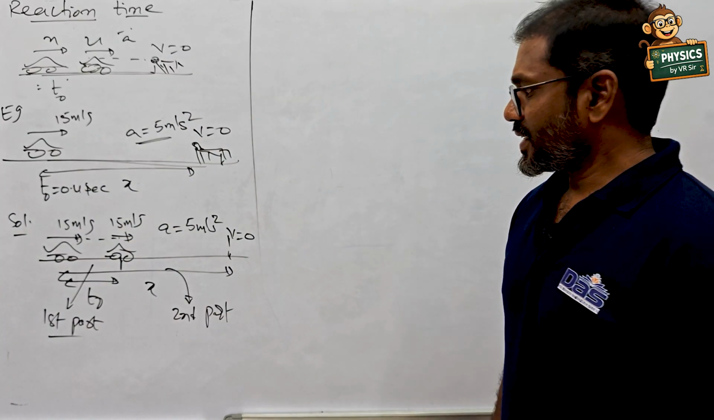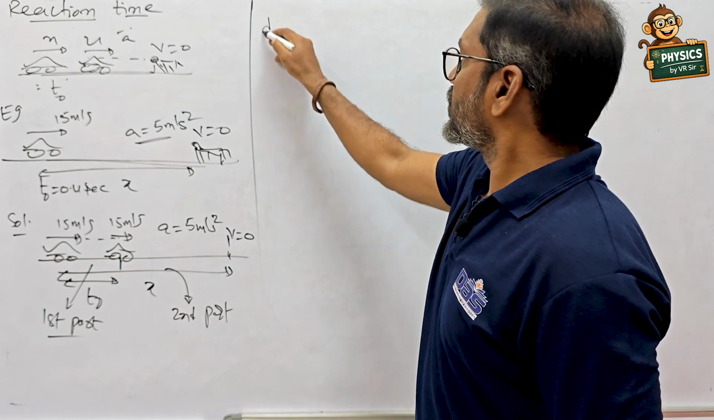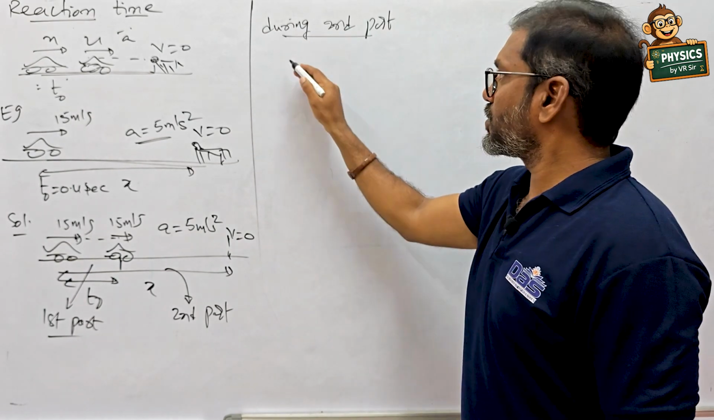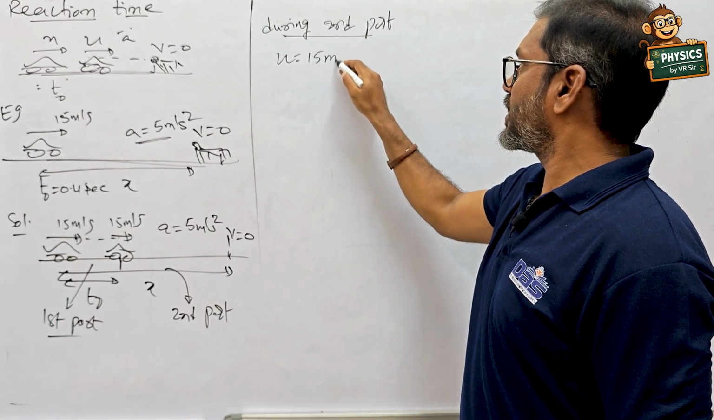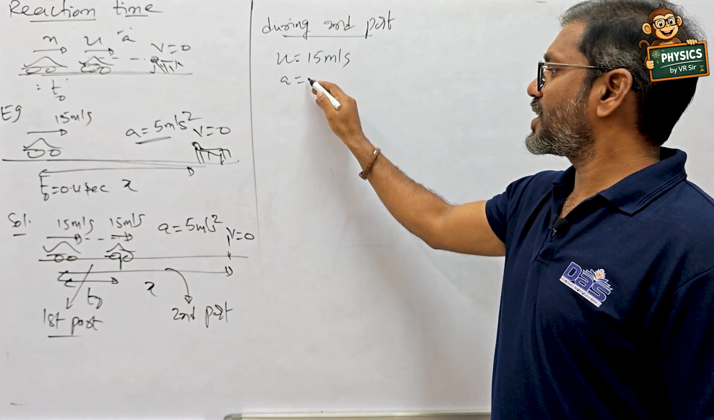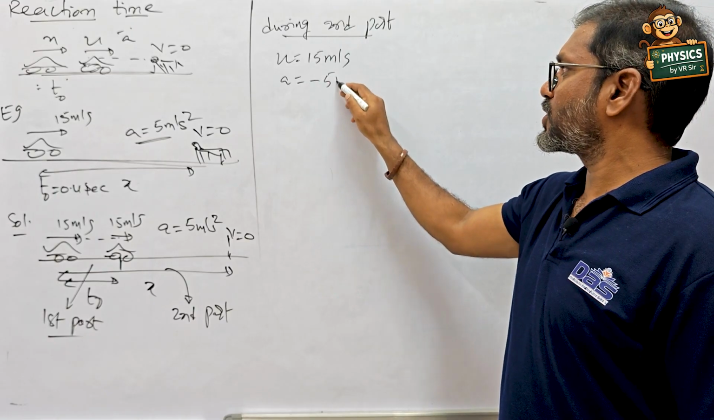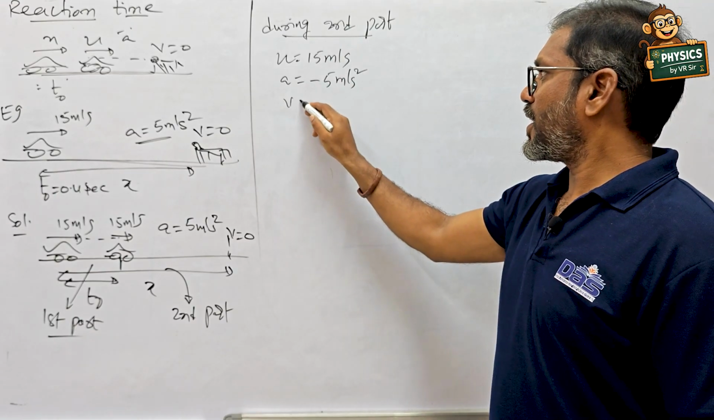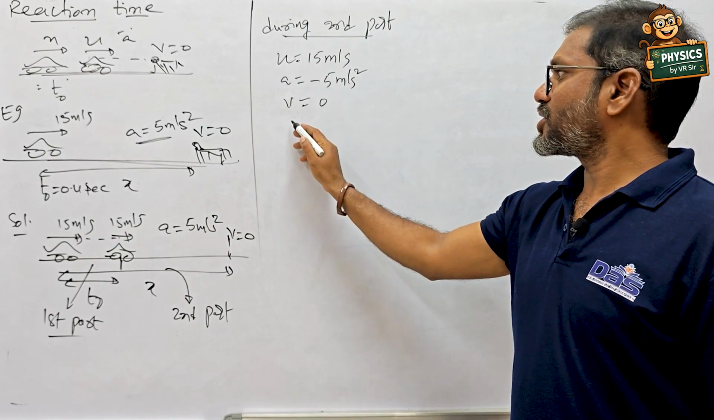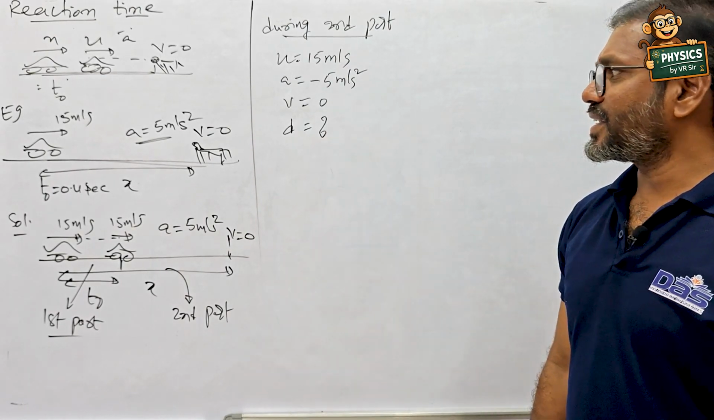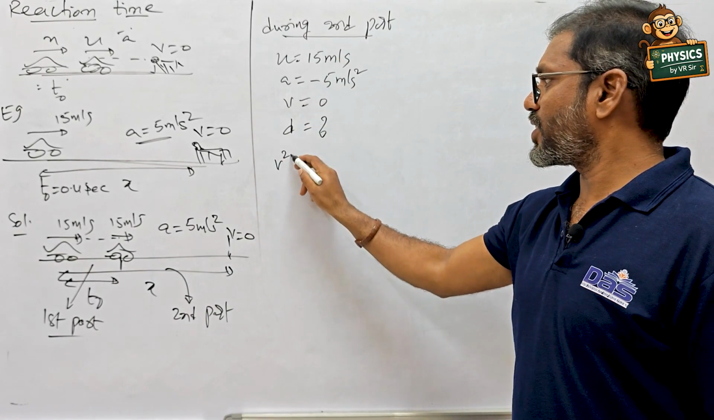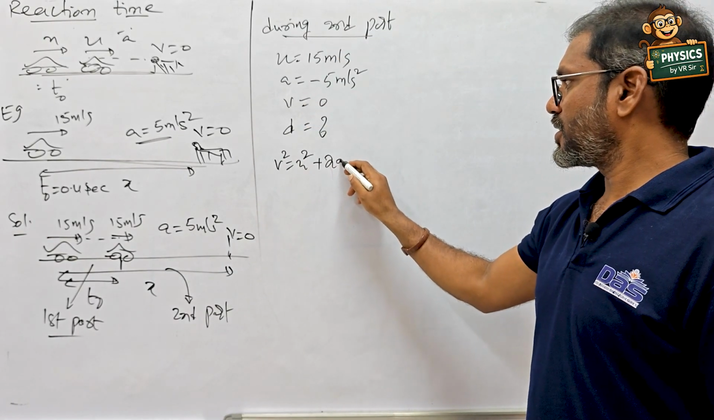Now during the second part I am going to calculate. So what is that during the second part? Initial velocity, how much do we have to take? 15 meters per second. And it is decelerating, right? So deceleration means negative acceleration, so minus 5 meters per second square, and the intention is to stop the vehicle, so final velocity is 0. Now how much distance did it travel before coming to rest? d, let us take. So what is the formula we can use? Carefully if you observe, v square is equivalent to u square plus 2as.